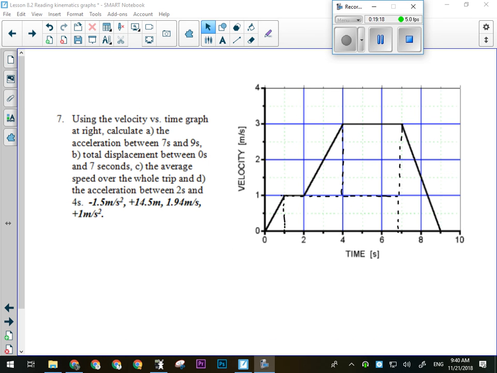Okay, so on number 7 here for part A, if I want to find acceleration, I have to remember that acceleration is final velocity minus initial velocity over time. That formula is on my formula sheet. Okay, so between 7 and 9 seconds. At time 9 seconds, I'm right here. At time 7 seconds, I'm right here. How much acceleration went on there?